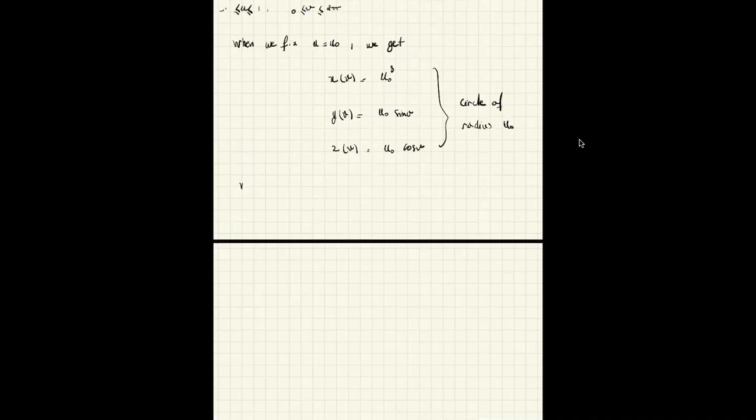When we fix v equal to v0, we get x(u) equal to u cubed, y(u) is equal to u sine v0, and z(u) is equal to u cos v0. Right.